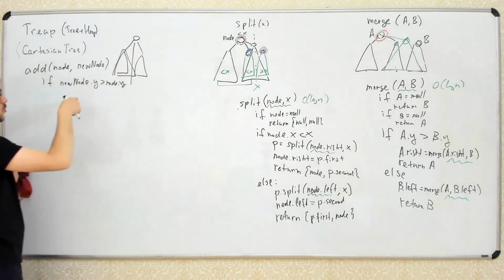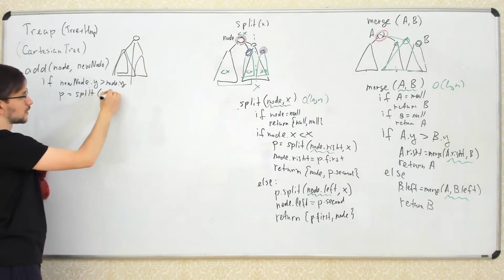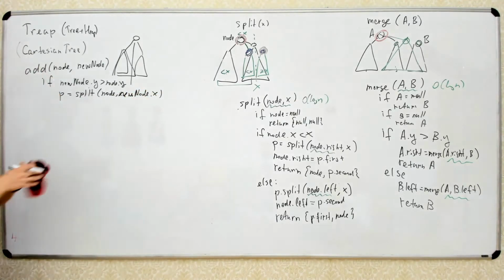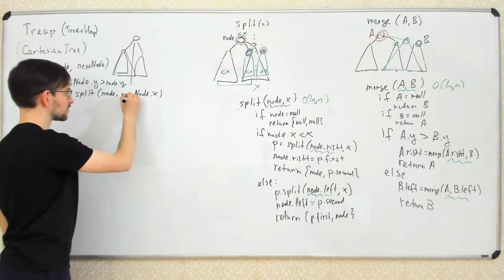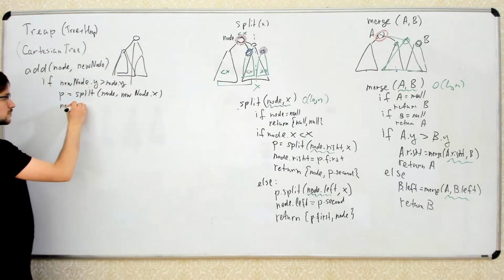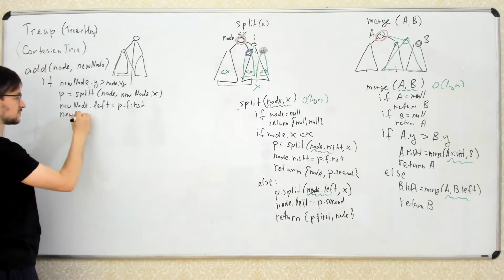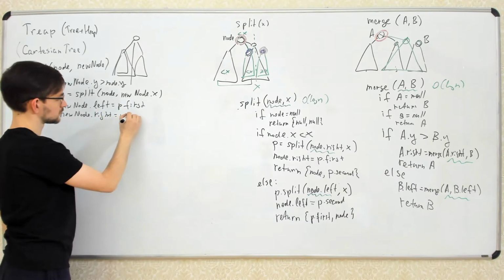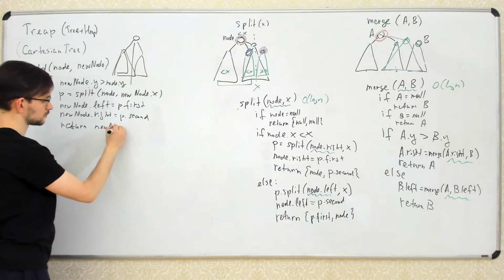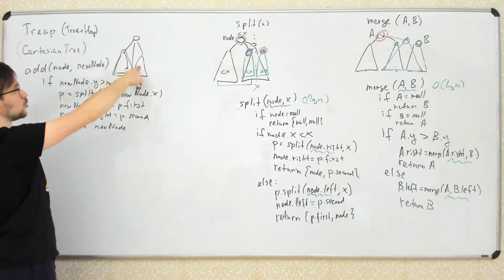So we just split our tree by new node x, and just put these 2 subtrees as the children of this new node. And return new node. Like before, we return the new root of the tree. And if not, we just put this new node in one of the subtrees of ours.